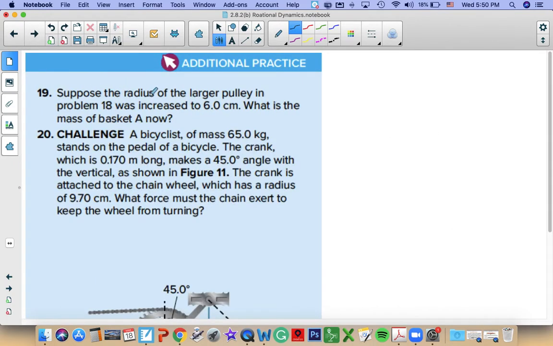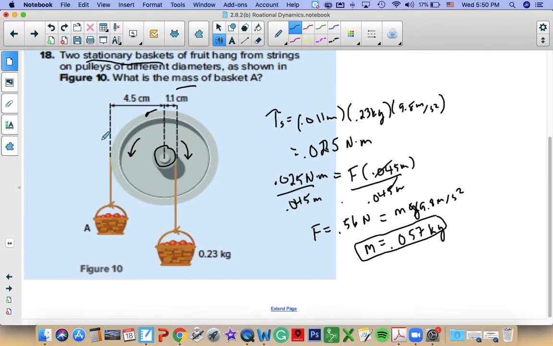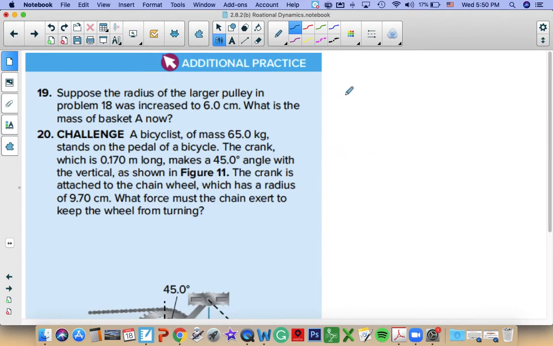Let's look at this one. Suppose the radius of the larger pulley in problem 18 was increased to 6 centimeters. What's the mass of basket A now? We need to just change that, so rather than 0.045, it would be 0.06. So for this one, 0.025 Newton meters equals 0.06 meters times that force, and it's the same process here.